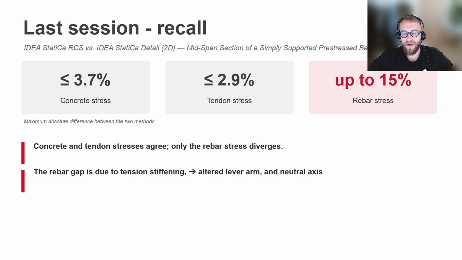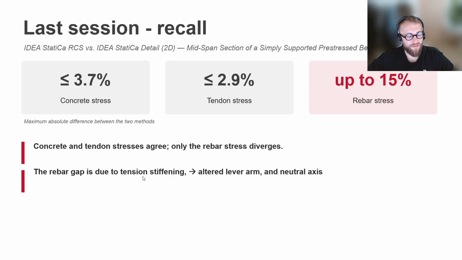But there was a part with discrepancies of up to 15%, which was exposed on the rebars, and we also discussed the reason why that's happening: there is an effect that is dismissed in StatiCa RCS because of the simplified solution.